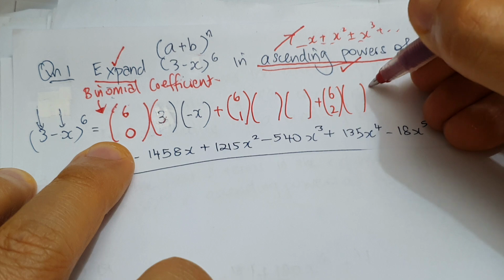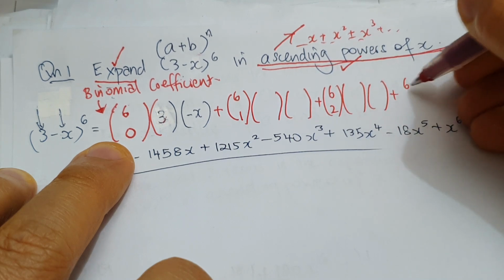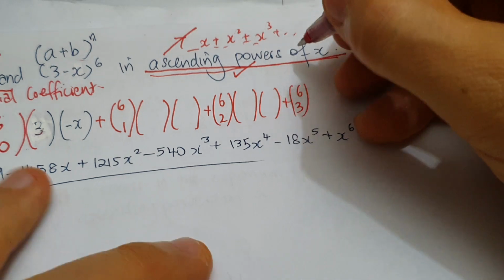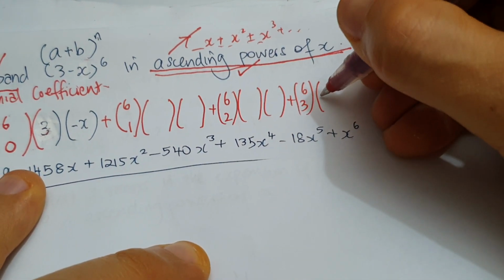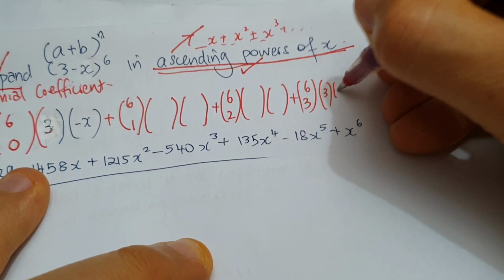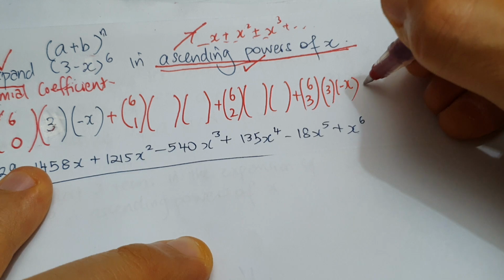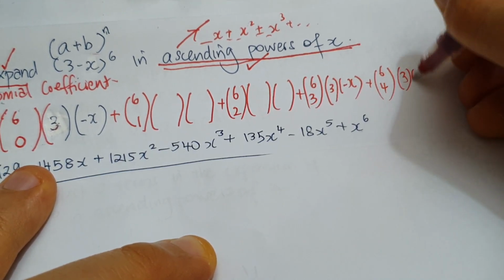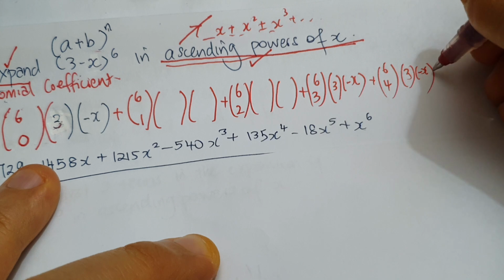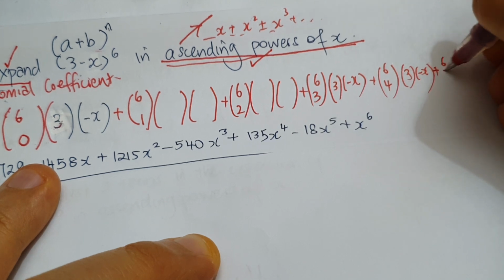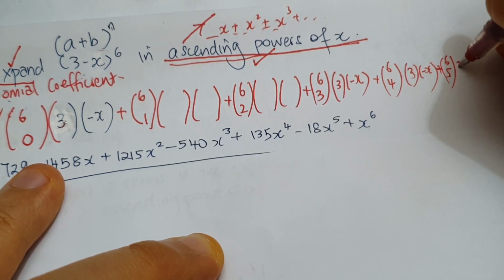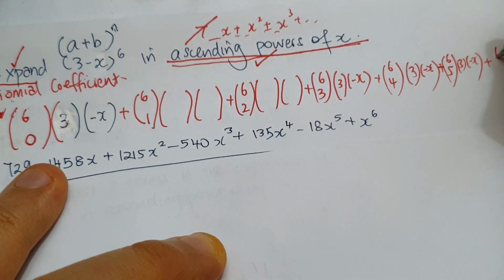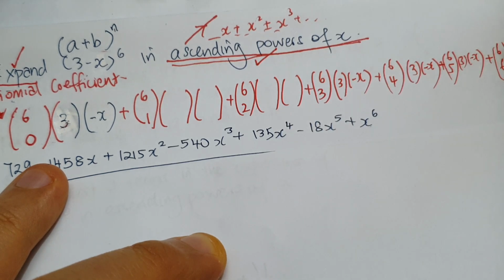Then the 3 and the minus x. Then 6, 3. Followed by the 3 and the minus x. Then 6, 4. Followed by the 3 and the minus x. Then plus 6, 5. Followed by the 3 and the minus x. Then lastly 6, 6. You stop.